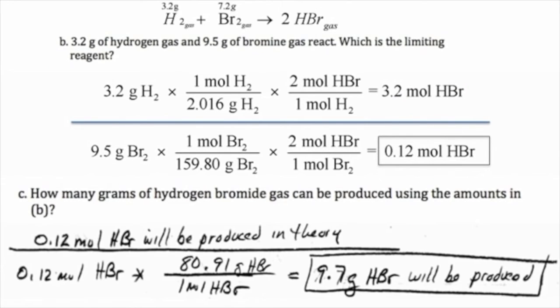So how many grams of hydrogen bromide gas can be produced using the amounts in B? Well, we calculated the theoretical yield to be 0.12 moles of hydrogen bromide. We just have to change that number of moles into the number of grams to meet the requirements of this particular problem. 0.12 moles of hydrogen bromide translates into 9.7 grams of hydrogen bromide.